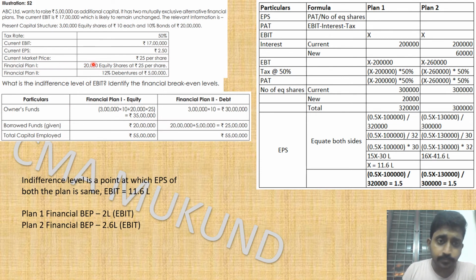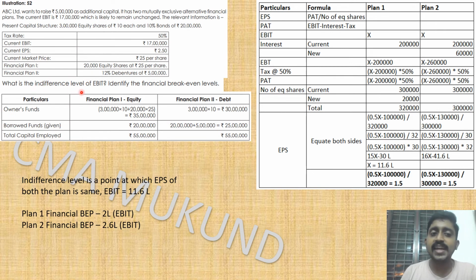Plan 1, 20,000 equity shares at 25 per share. So that is plan 1 through equity financing. Plan 2 is 12% debenture for 5 lakhs. So 5 lakhs is the amount that we need for our investment. So how to do that? Plan 1 is the equity route, plan 2 is the debt debenture route.